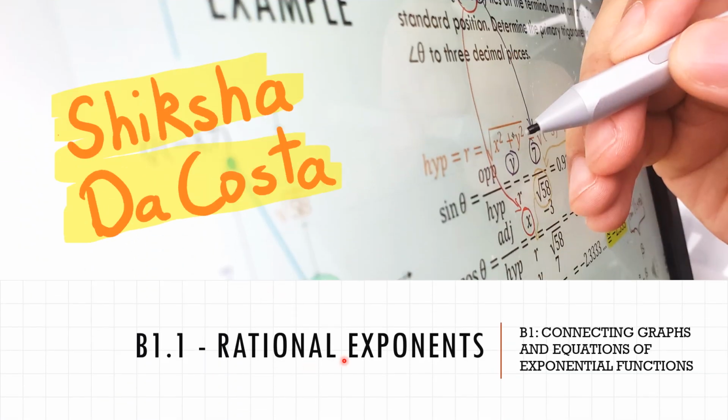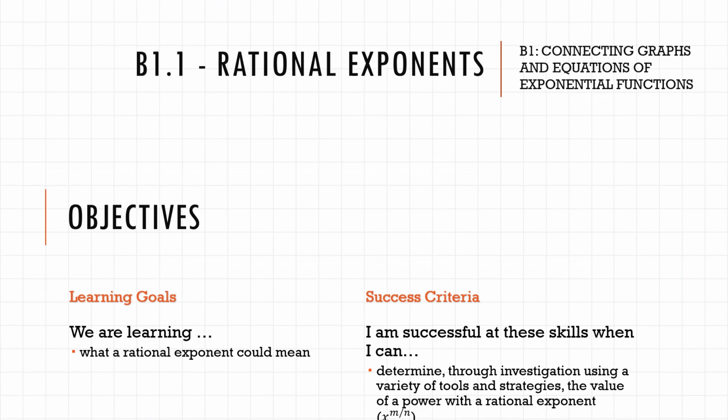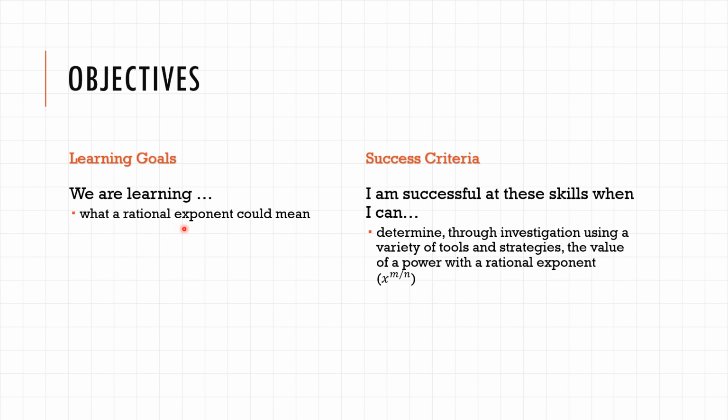Today we're going to look at rational exponents as part of our unit on the graphs and equations of exponential functions. Today we're going to learn what it means when an exponent is a rational number that looks like this, and you're going to determine that through an investigation.